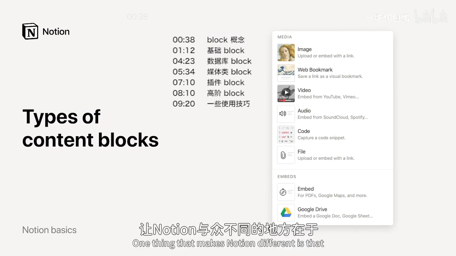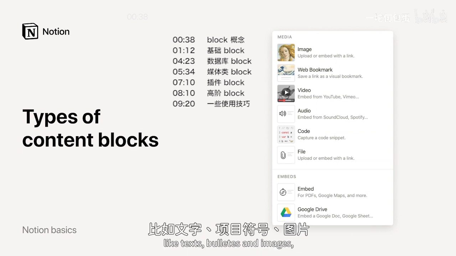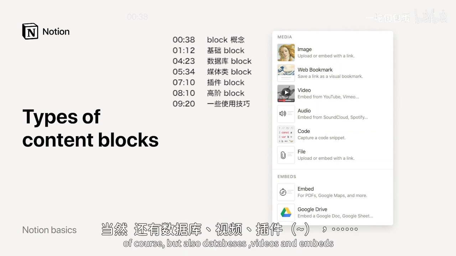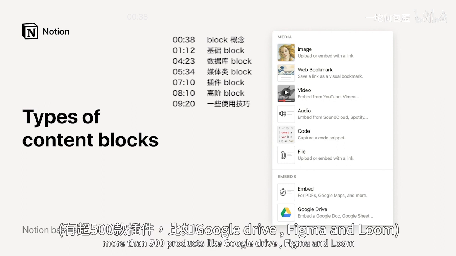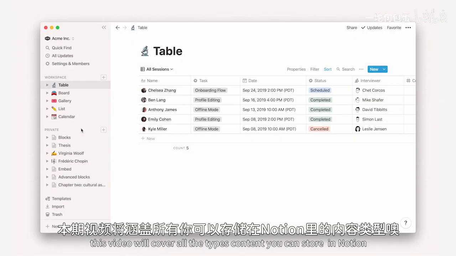Hello! One thing that makes Notion different is that you can add dozens of different types of content to any one page, like text, bullets, and images, of course, but also databases, videos, embeds for more than 500 products like Google Drive, Figma, or Loom, or even code notations. This video will cover all the types of content you can store in Notion.